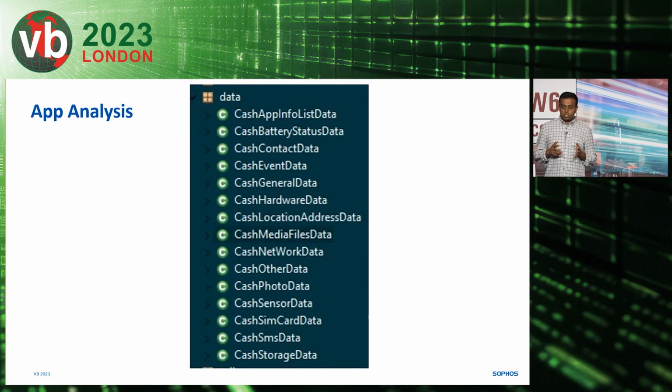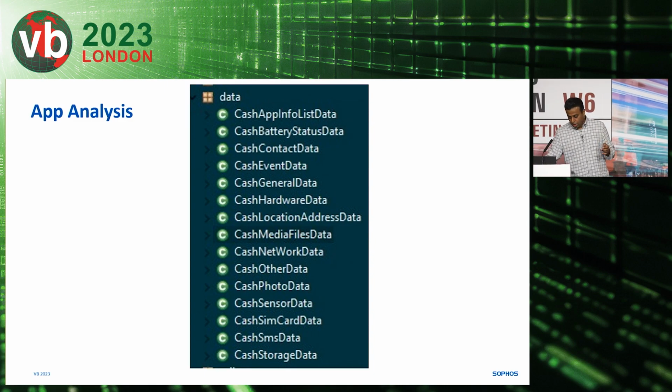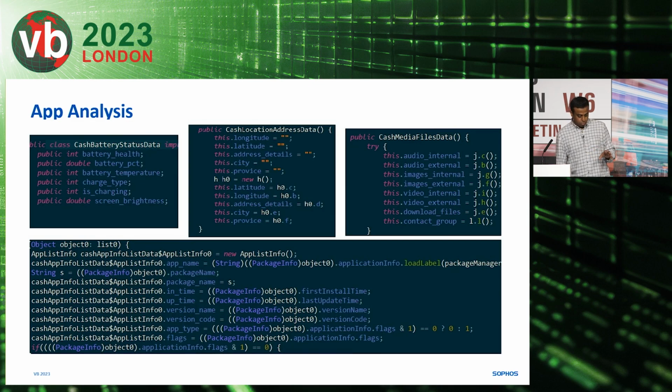So now we know how it works and what kind of data they advertise to collect. If you look inside the app code itself, you'll be able to see a more detailed level of the data they get from the app. You can see these are the class names. They collect app info data, battery status, event data, network, SIM card data, SMS storage data, which for a loan app shouldn't be collected. If you look at these classes individually, in battery status data they're collecting battery health, battery PCD, and battery temperature.